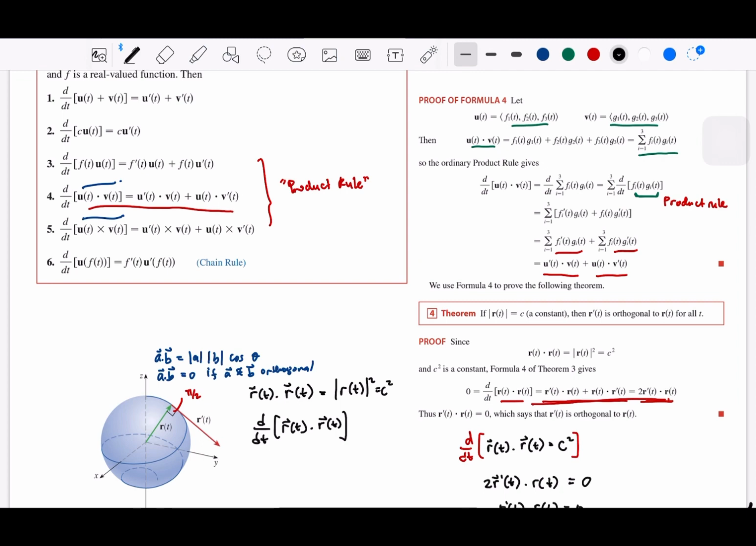So to calculate r dot r or u dot v, you can view this in two methods. You can dot the product first and derive, or you can derive first and dot the product. The same result should be obtained. So it's up to you which method to use.